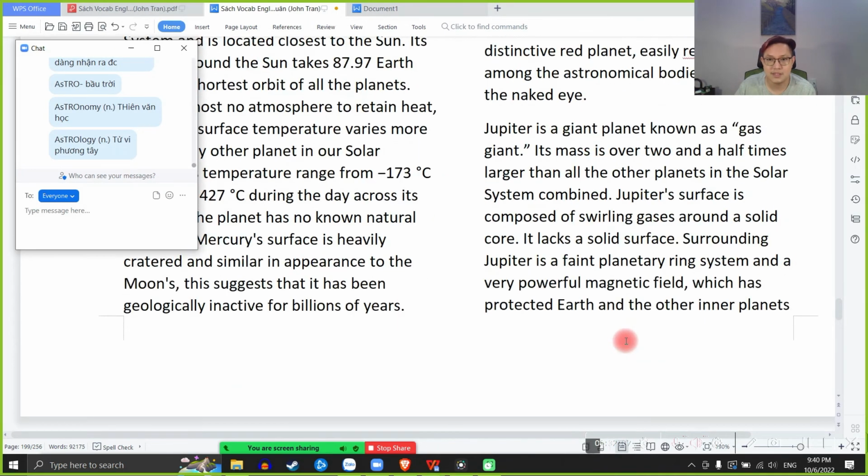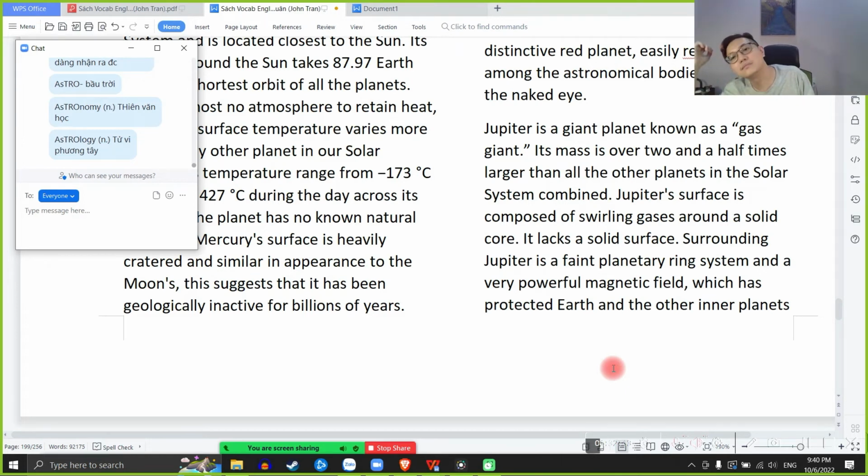Alright, Jupiter. It's a giant planet. Jupiter is a giant planet known as a gas giant. Known as. Known. O-N. Bị dính cái vụ O-N này hoài luôn ha. Yeah. O-N. Known as a gas giant.